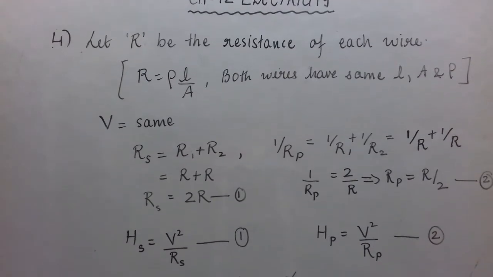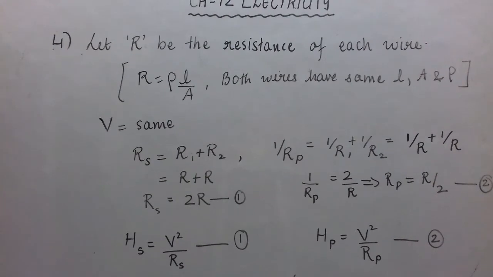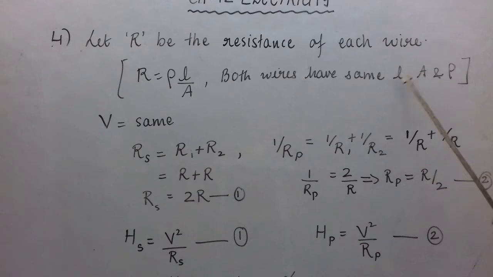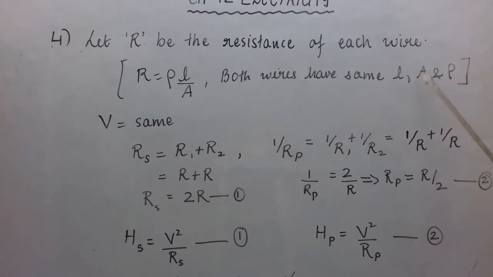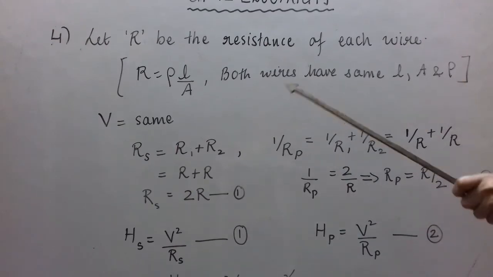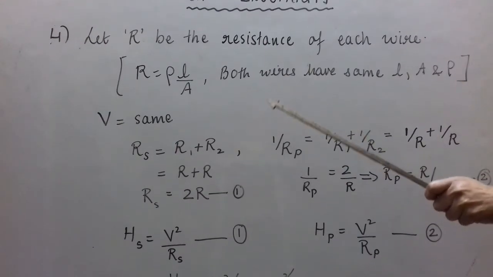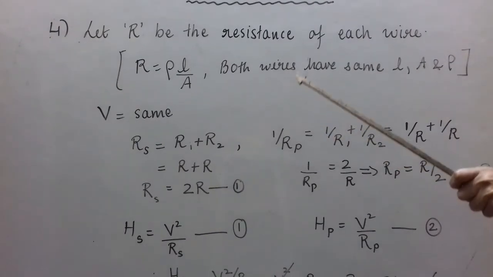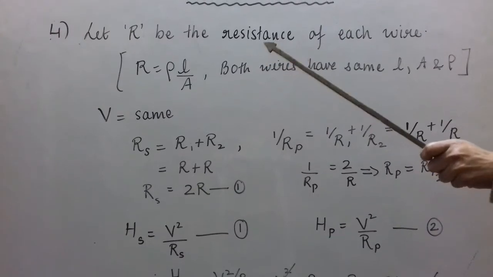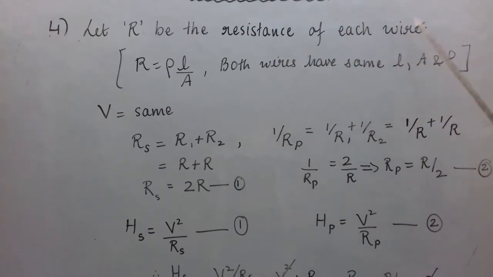Now students, as the two conducting wires are of the same material, same length and equal diameters, it means the resistance of each wire will be the same, because the resistance formula is rho L over A. They have equal length, equal diameter means equal cross-sectional area. Same material means resistivity is the same. We know resistance is given by R is rho L over A, and we can easily see that both the conducting wires will have the same resistance. So let us write, let R be the resistance of each wire.